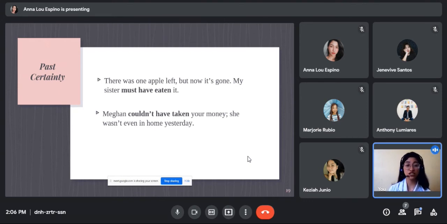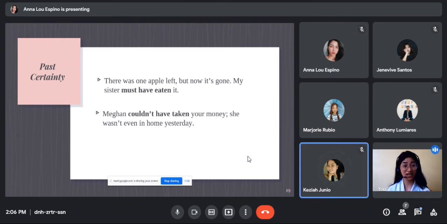Meaning, it shows being certain. It shows being sure that Megan wasn't the one who took the money because there is evidence. How can she do that if she was not at home yesterday, right? Okay, do you get it? Is everything clear, guys? Yes, ma'am.